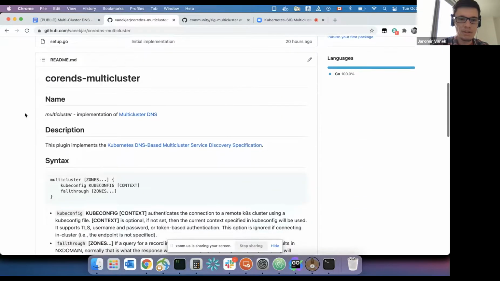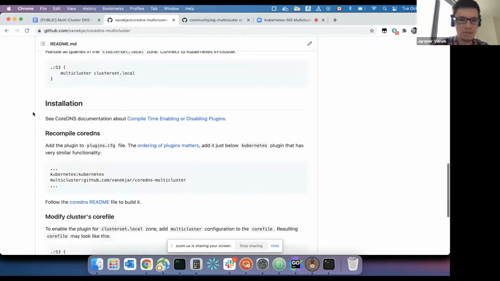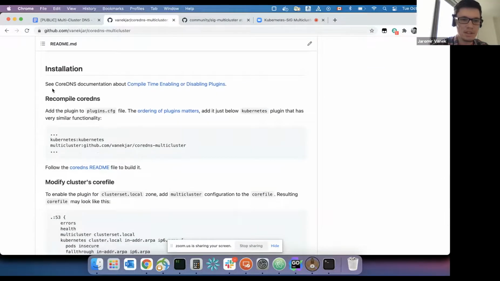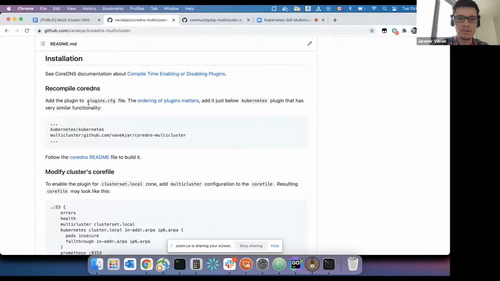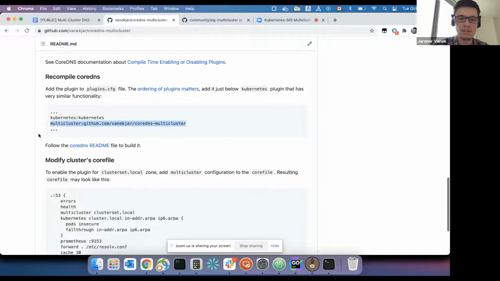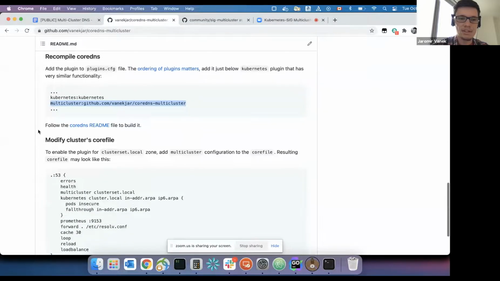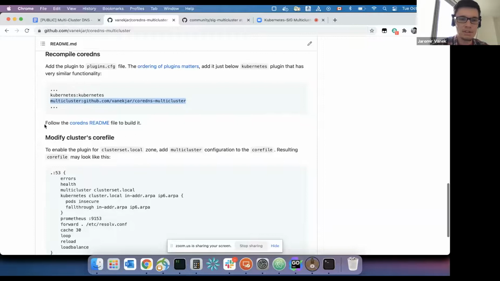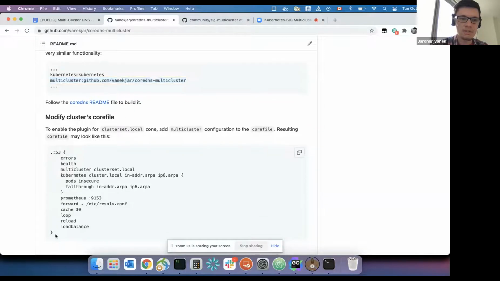I just want to quickly show how this can be used, because it can be just plugged into the existing CoreDNS. There are just two steps needed to enable this. I need to modify the plugin configuration in CoreDNS and add my new plugin there. It's super simple as that. Then I just need to recompile and rebuild CoreDNS, and then modify the cluster's Corefile to define the zone that's going to be managed by the multi-cluster plugin. And that's it. I can show you quickly how this works live.